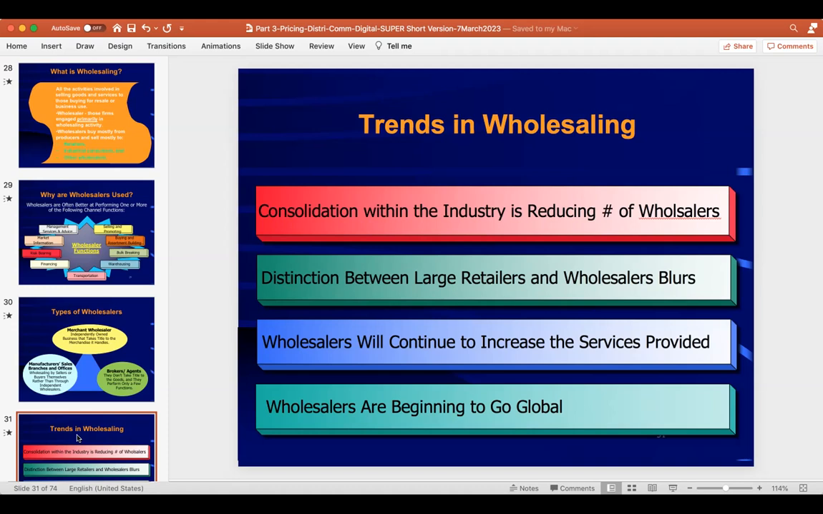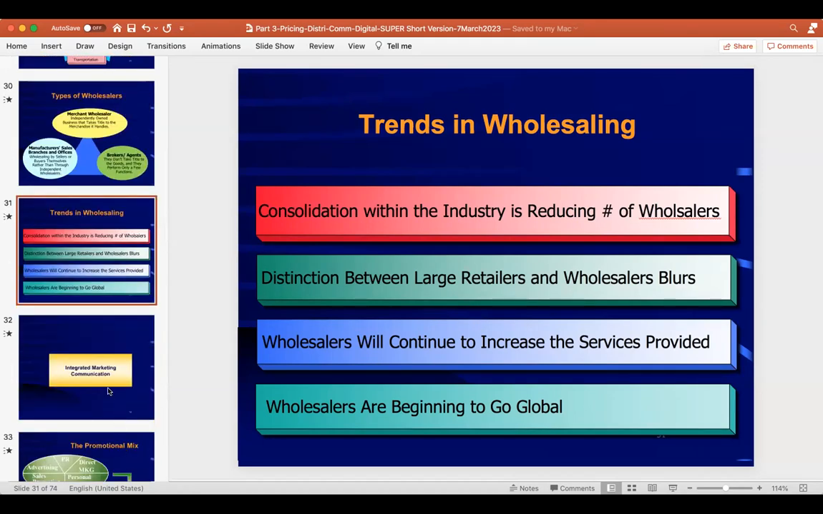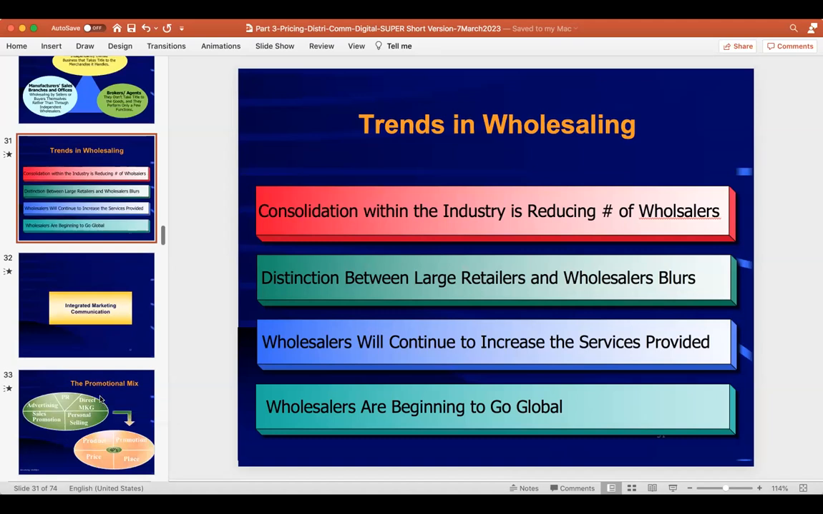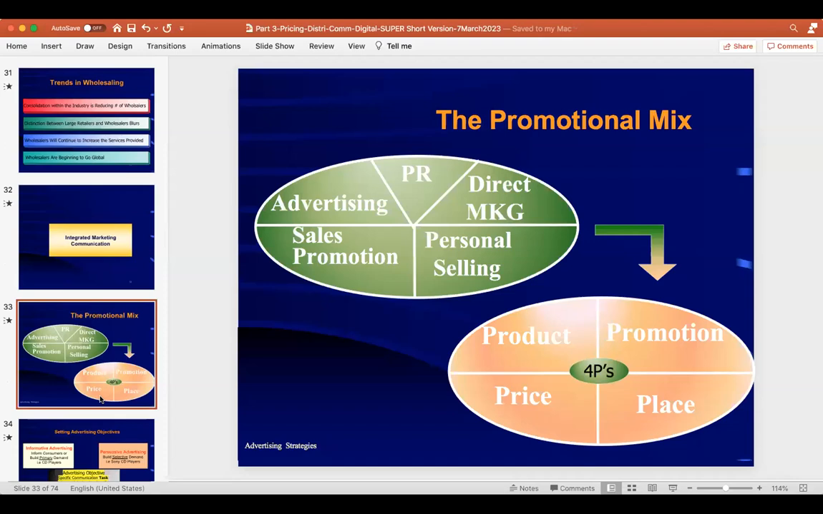So they're going to sell the product, store the product, and then month to month deliver the product. So they add services. And then wholesalers are going overseas in order to be able to contact some markets. So now the promotional mix, and that's the last P that I want to talk about, is the fact that you have different activities in promotion.